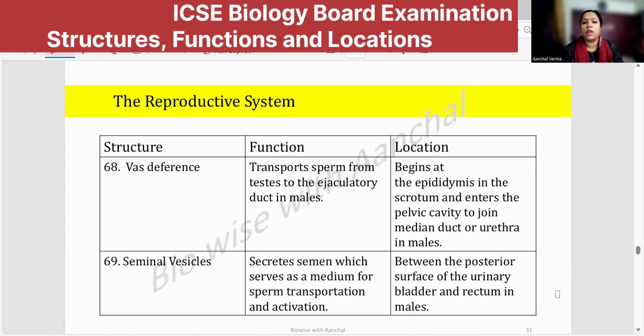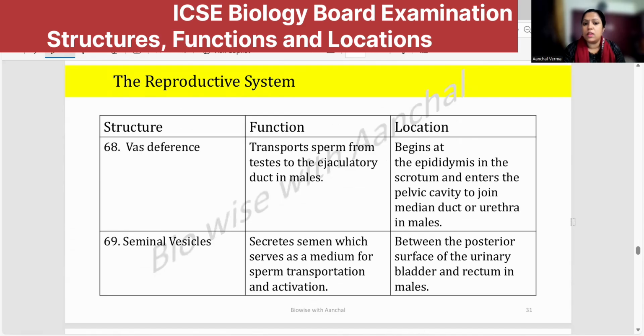Then in the reproductive system, vas deferens transports sperm from the testis to the ejaculatory duct in the males. It begins at the epididymis in the scrotum, enters the pelvic cavity, and joins the median duct or the urethra in the males. This is your vas deferens. I hope you remember the structure. Seminal vesicles secrete semen, which serves as a medium of transport and sperm activation. Very important. The question can be asked which gland helps in the activation of sperm? So it is seminal vesicles, located between the posterior surface of the urinary bladder and the rectum. Okay, this is the location.